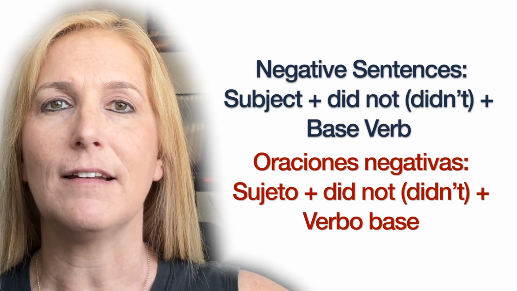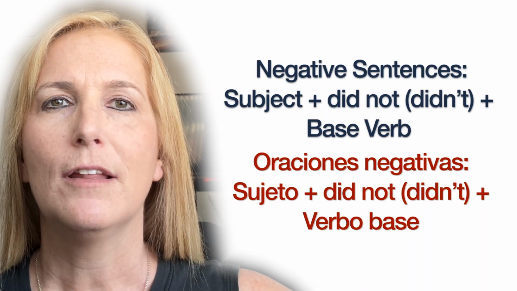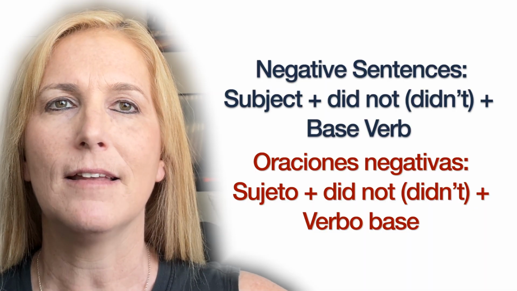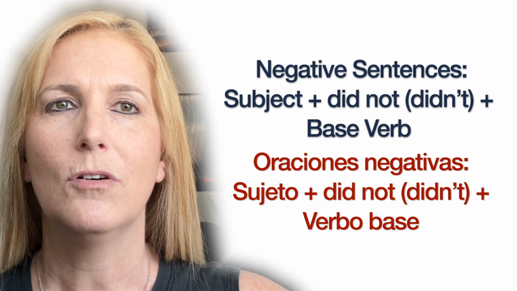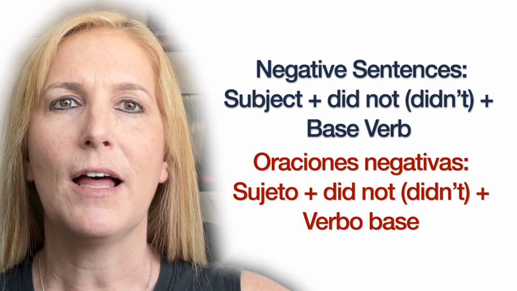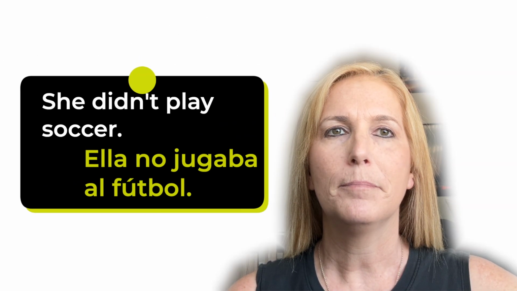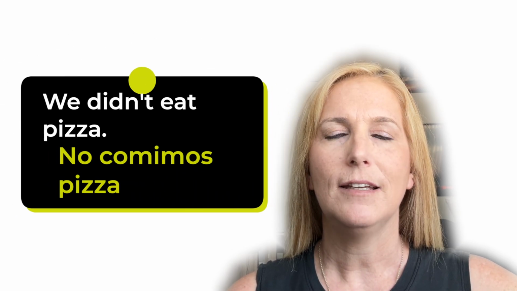For negative sentences, we put the subject plus did not or didn't plus the base verb. For example, she didn't play soccer. We didn't eat pizza.